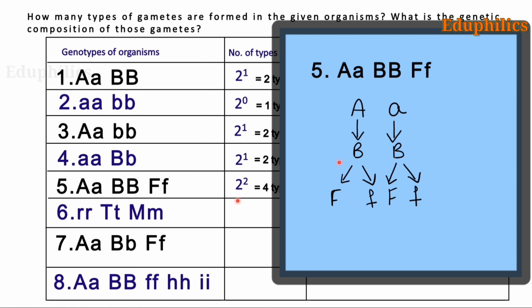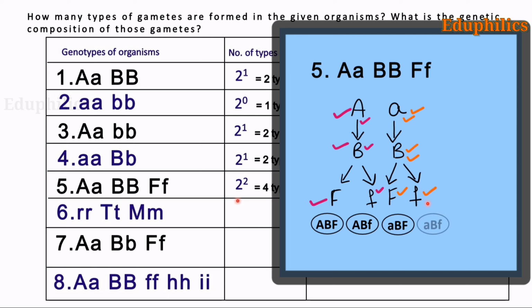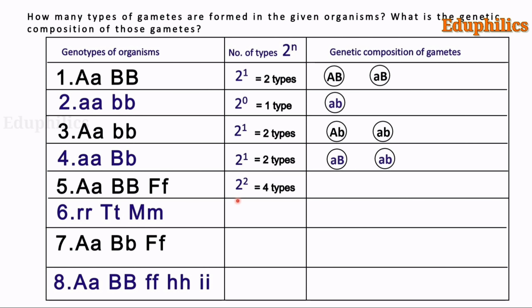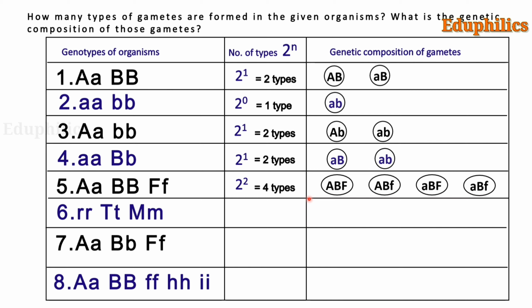Now combine the three alleles of three different genes and write the gametes. Capital A, capital B and capital F in one gamete. Then capital A, capital B and small f in the second type of gamete. Small a, capital B and capital F in the third type of gamete. Small a, capital B and small f in the last type of gamete. So four types of gametes are formed. Let's write them here. These are the four types of gametes.